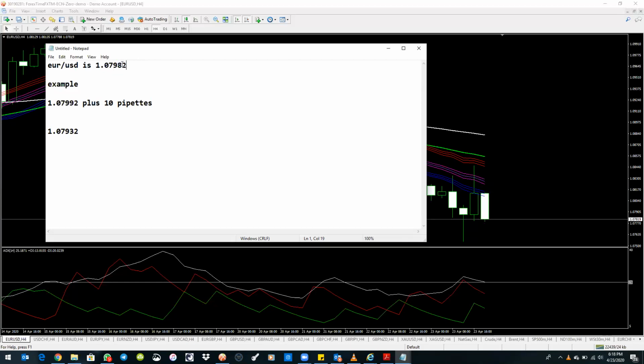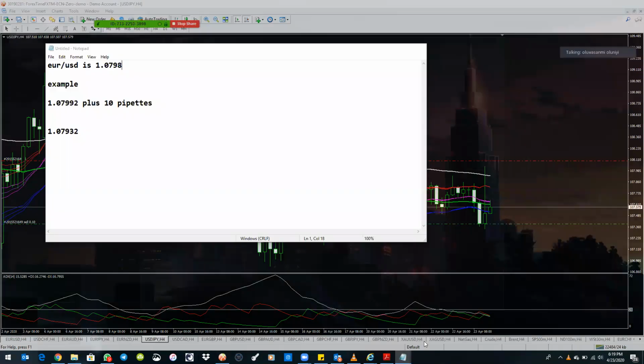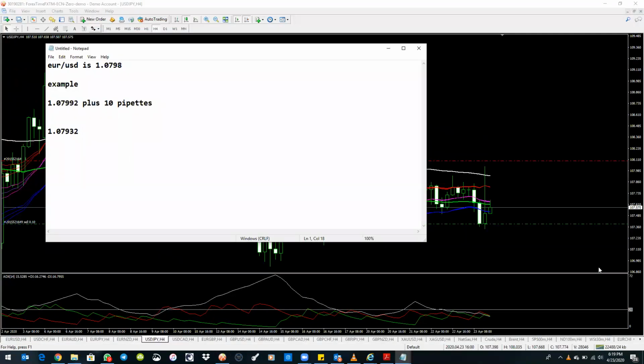Now, if you are looking at pip, it always stops at the 4th digit. Even if you have another currency, let me show you this. Euro JPY. Can you see this? This is 107.587. Now, because I know the broker I'm using uses pipettes, I would ignore that last number.